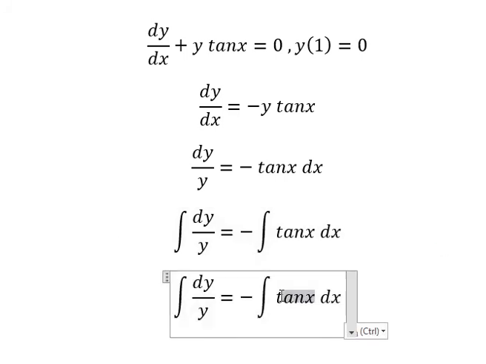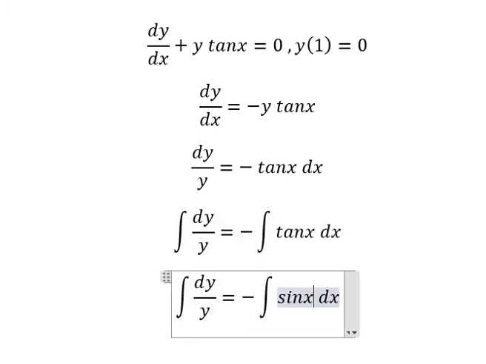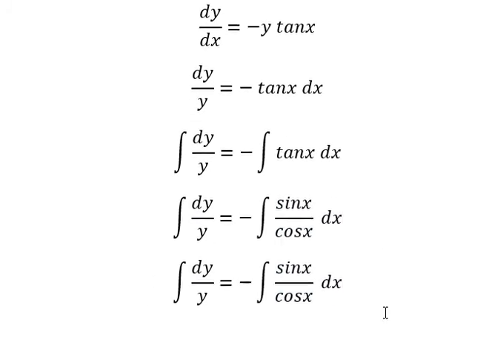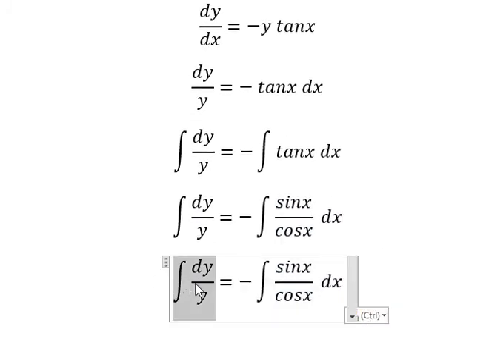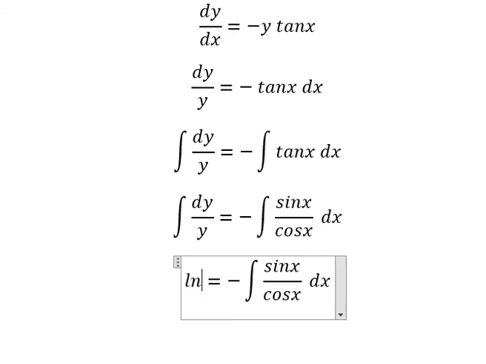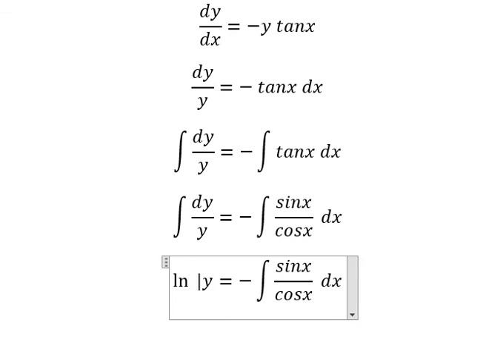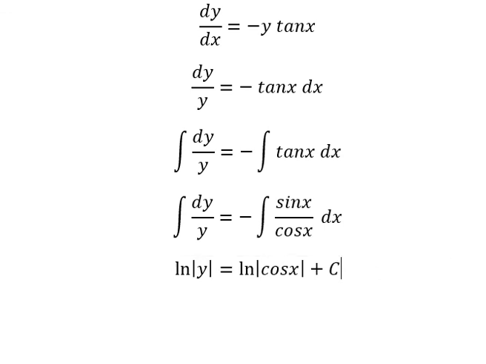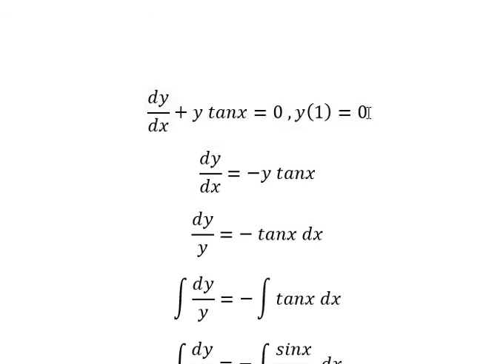So this one, that is about sin x over cosine x. The integration of this one, we have ln of the absolute value of y. The integration of this one with negative, we have ln of the absolute value of cosine x, and I will put a c. Now we have the conditions.